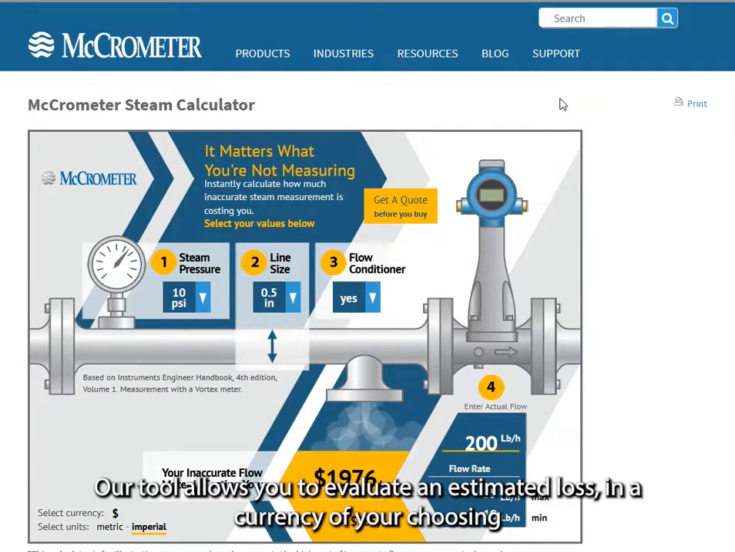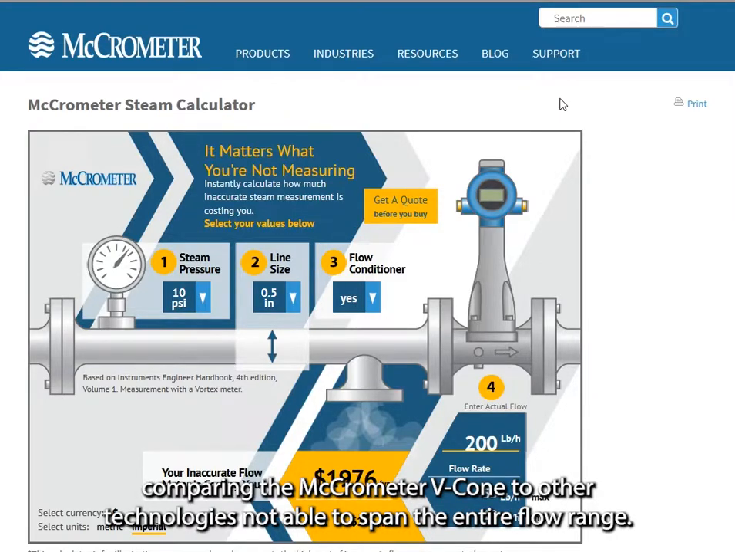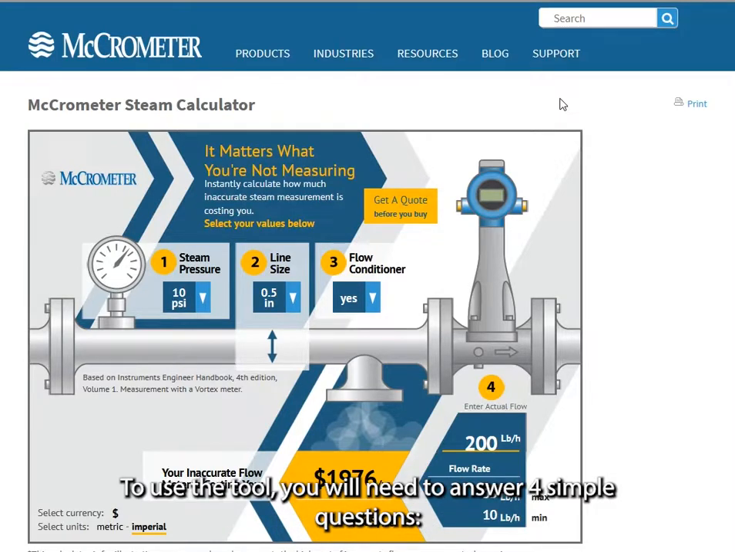Our tool allows you to evaluate an estimated loss in a currency of your choosing, comparing the McCrometer V-cone to other technologies not able to span the entire flow range. To use the tool, you will need to answer 4 simple questions.